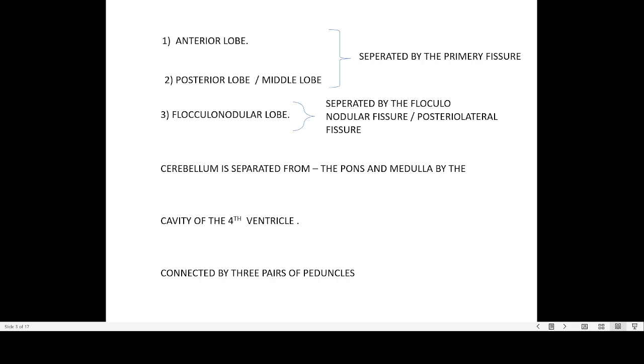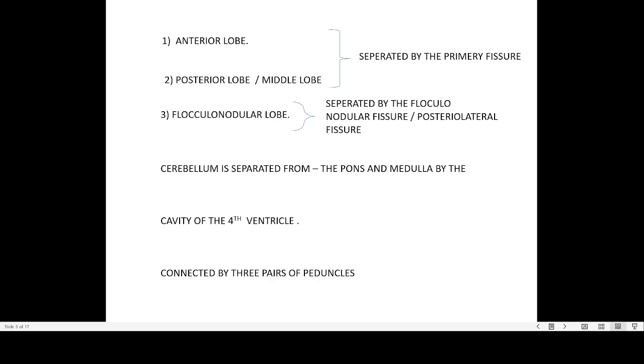This fourth ventricle is superiorly connected with the third ventricle, and inferiorly it continues as the central canal of the spinal cord. It is also connected to the subarachnoid space through the foramina of Magendie and Luschka, which provide the communication to the subarachnoid space.